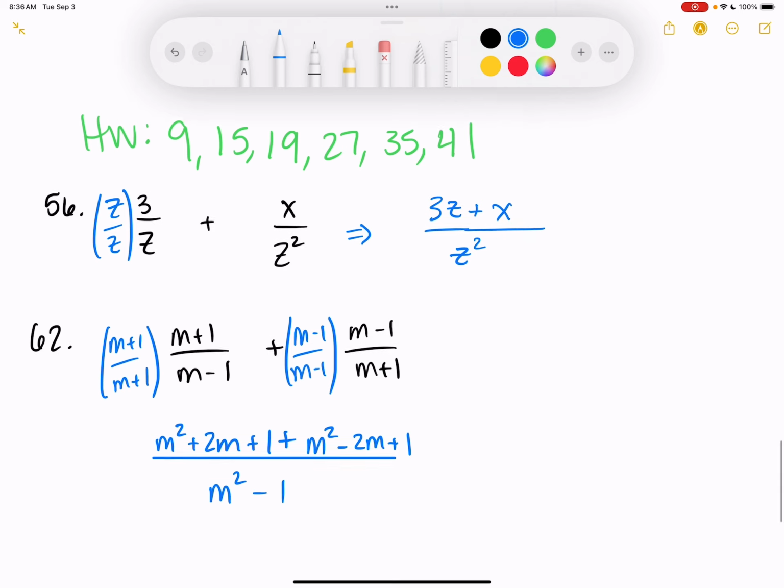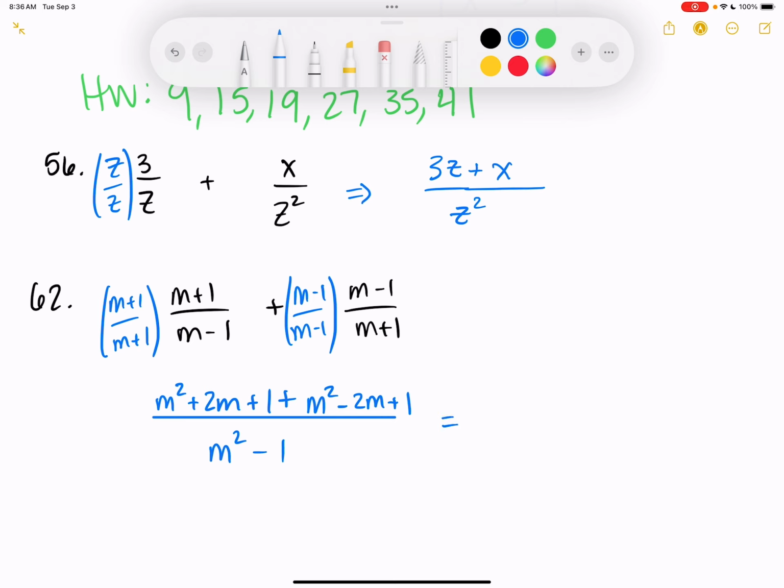So now on top, I'm going to have 2m squared. The 2m and the negative 2m cancel, and then I'm left with, let's see, a 1 plus 1, so plus 2 over m squared minus 1. You can leave it there as far as that goes. Some people would factor out a 2 from the top, but it's not going to allow anything to cancel, so you might as well just leave it. So I would just leave it like that.